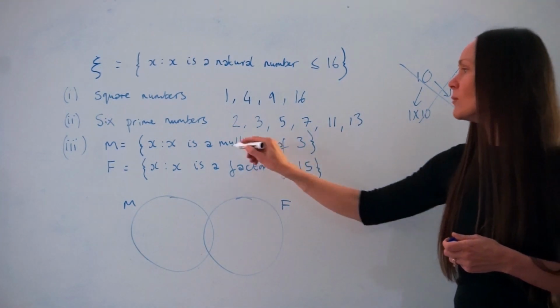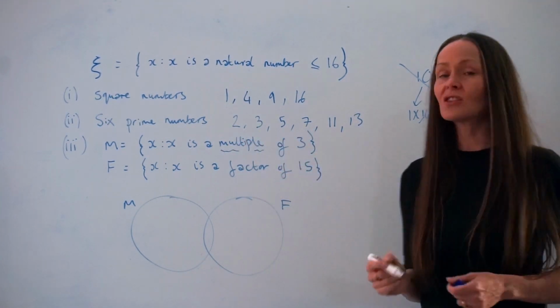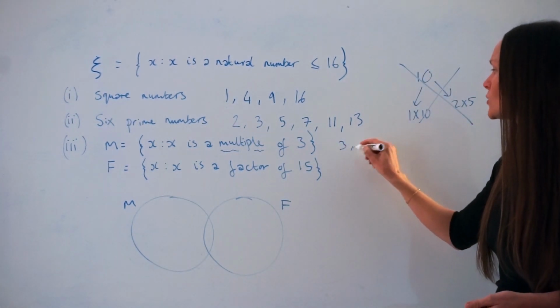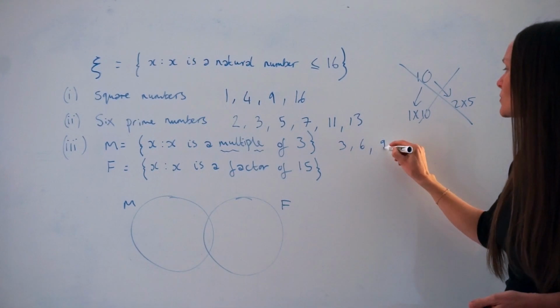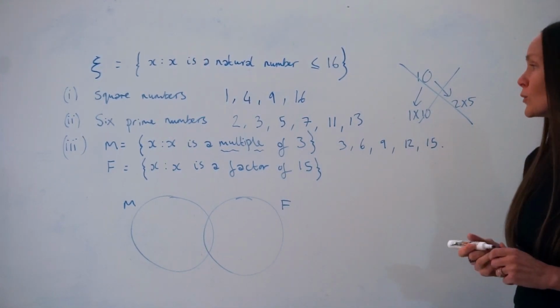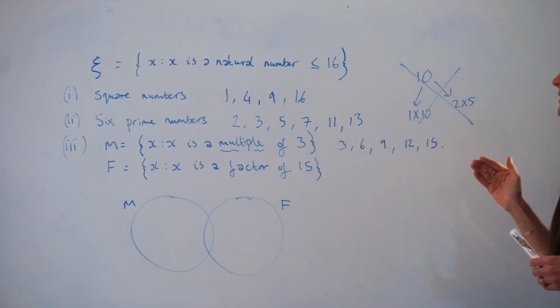So before I complete the Venn diagram, I'm just going to write down from 1 to 16 all the multiples of 3. Now, multiples of 3 are just the numbers in the 3 times table. So 1 times 3 is 3, 2 times 3 is 6, 3 times 3 is 9, 4 times 3 is 12, and 5 times 3 is 15. So they're all the multiples of 3 from 1 to 16.